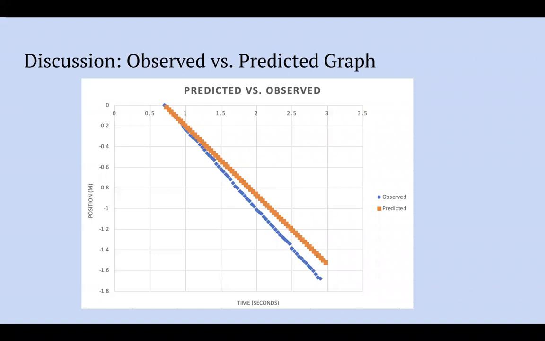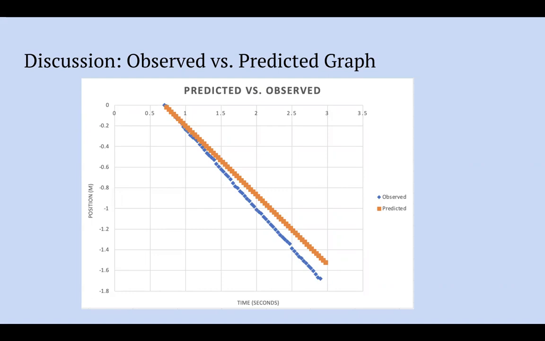Here is a graph of the data points from both the computational data and the experimental data. The x-axis is time in seconds and the y-axis is position. As you can see, the data is very similar at the beginning, but as t increases, the data begins to diverge. The predictive model remains linear, while the observed model has a bit more inconsistency.